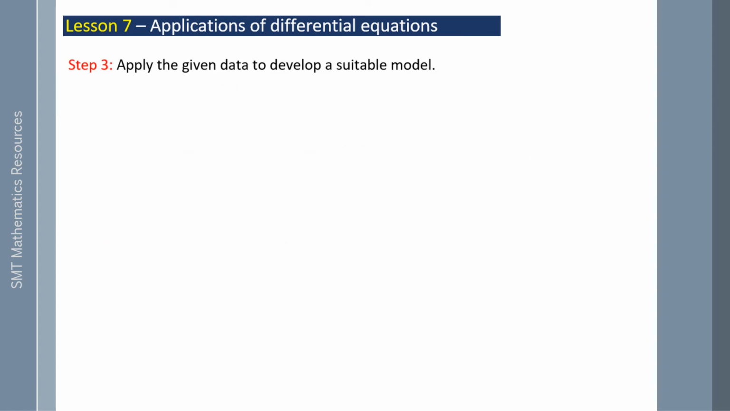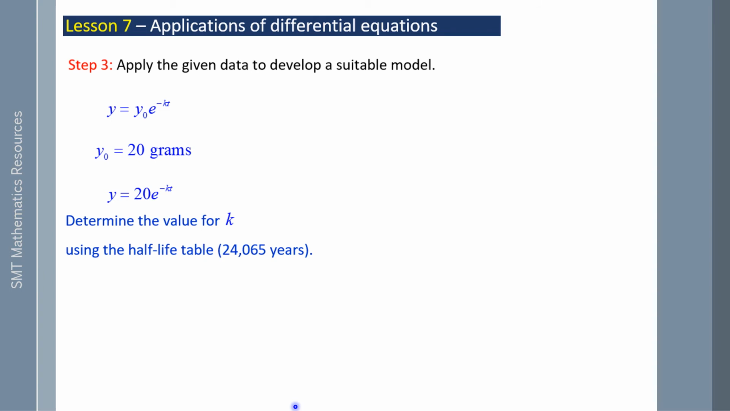Step 3. Apply the given data to develop a suitable model. Because you know the initial amount of radioactive isotope is 20 grams, y naught is 20. Hence, we have an equation, y equals 20e to the negative kt. To determine the value of k, we need to use the half-life table.